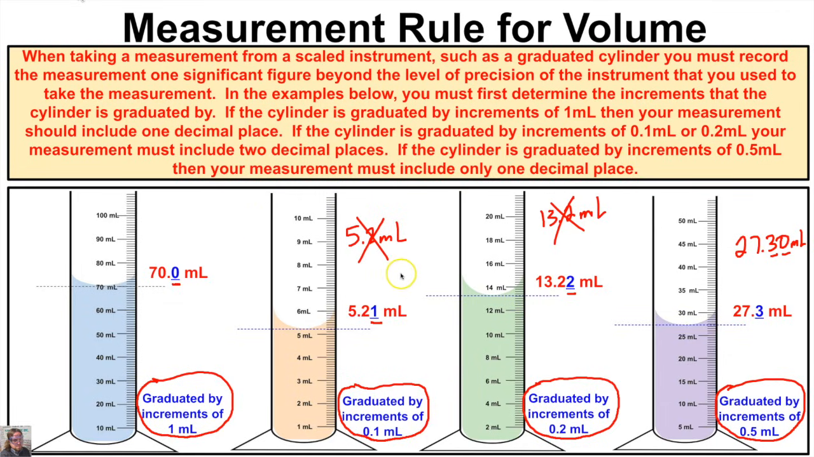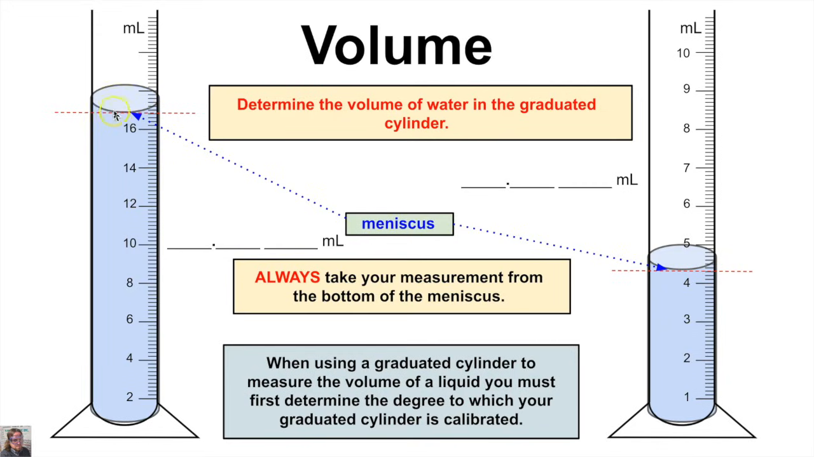And now let's go ahead and take a look at how we're going to measure volume and apply this concept to several different examples. Before we can start taking measurements of volume using a graduated cylinder, we first have to take a look at what happens when we put water in a graduated cylinder. When we put water in a graduated cylinder, an interesting phenomenon happens due to the hydrogen bonding between the water molecules that we will talk about later on.